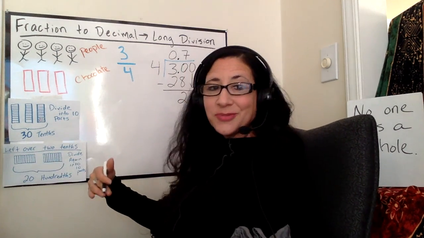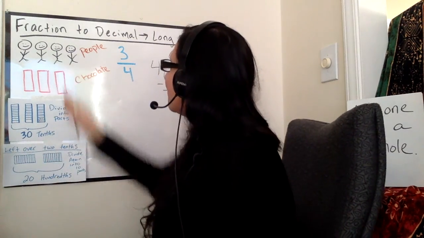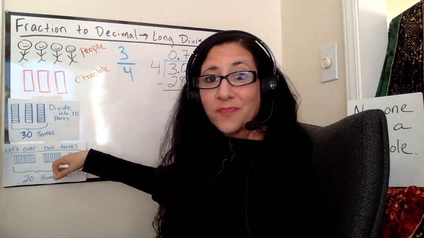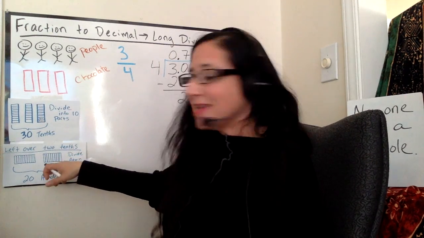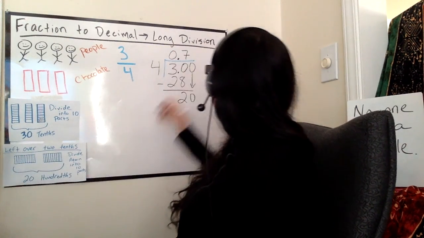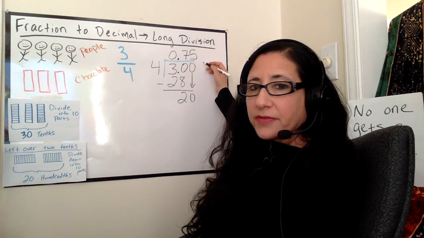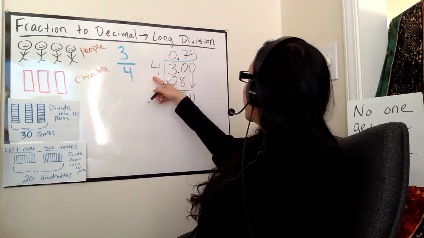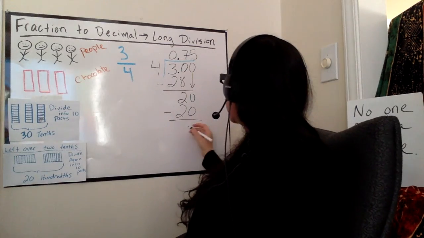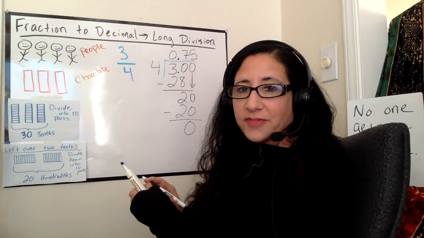So now I'm going to take these little pieces, these hundredths, and pass them out to each of these people. If I pass out 20 hundredths, each person is going to get 5 of these. So that goes up here. Each person's going to get 5 hundredths, and that's going to equal 20. So all of these will be gone if I pass them out equally. Now my remainder is 0, and I won't have any pieces of chocolate left.